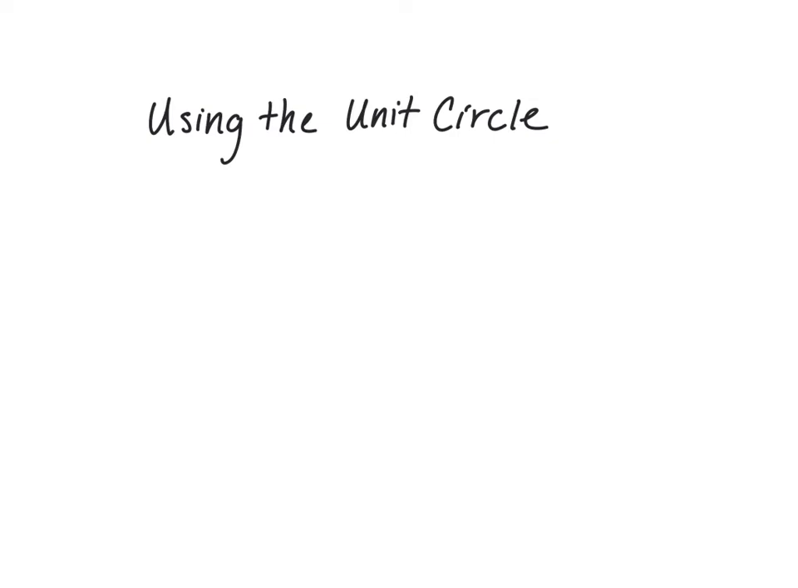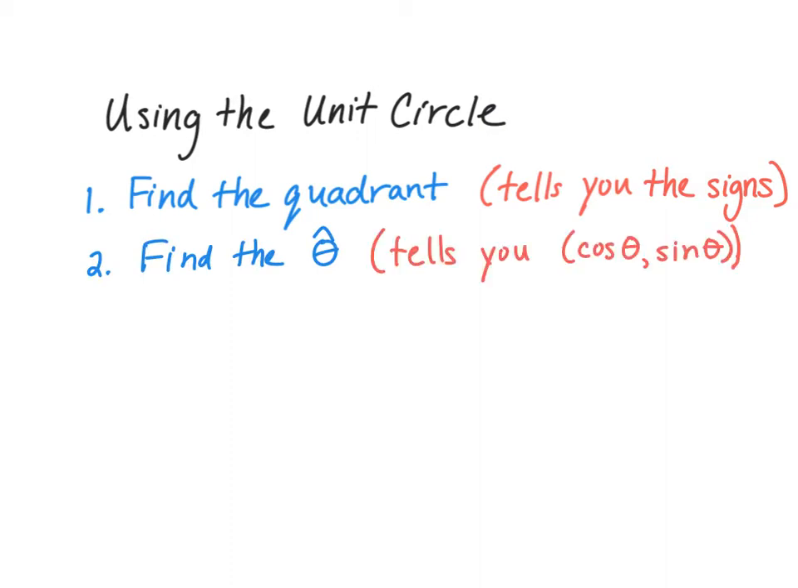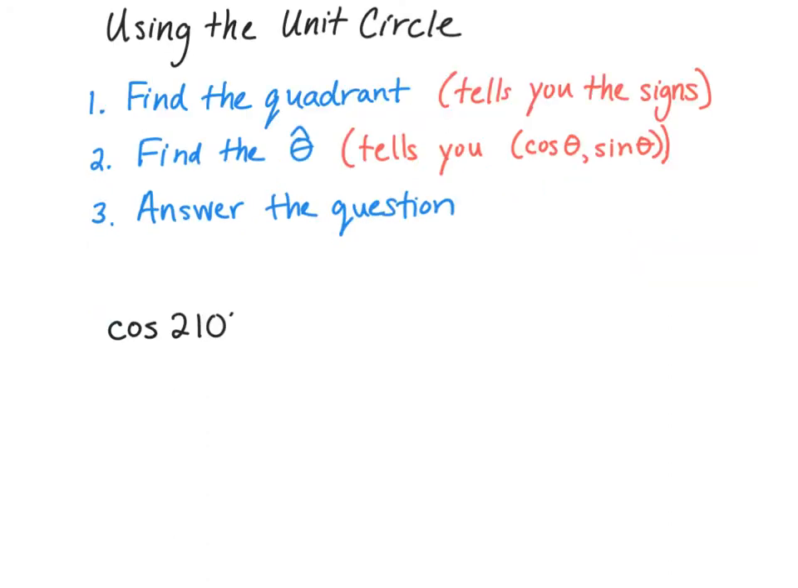Okay, the title of your next page of notes is Using the Unit Circle. First, you'll determine the quadrant, and that's going to tell you your signs. Next, you'll find your reference angle. That tells you your cosine and sine values. And the final step will be to make sure that you answer the question. So let's walk through what this actually means.